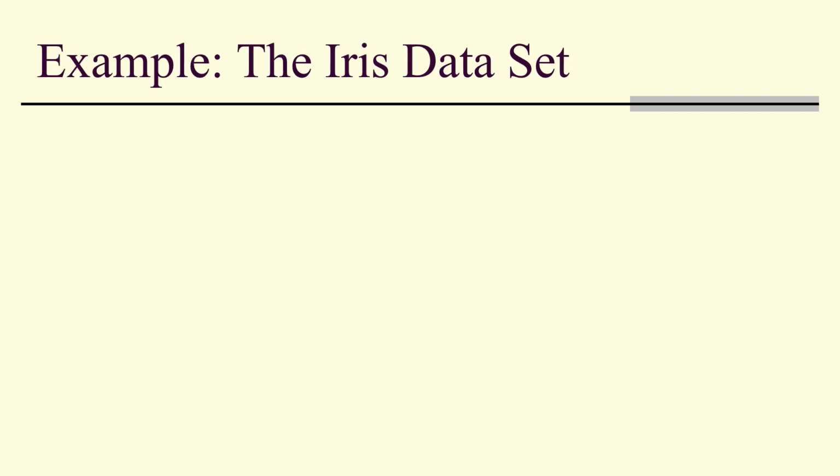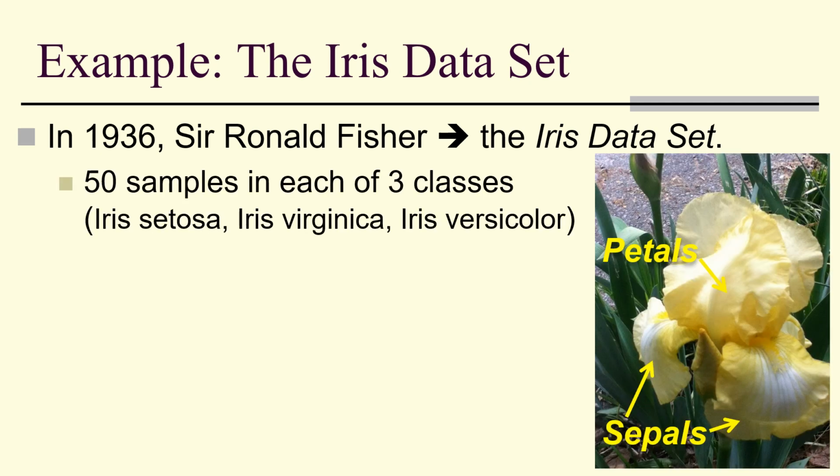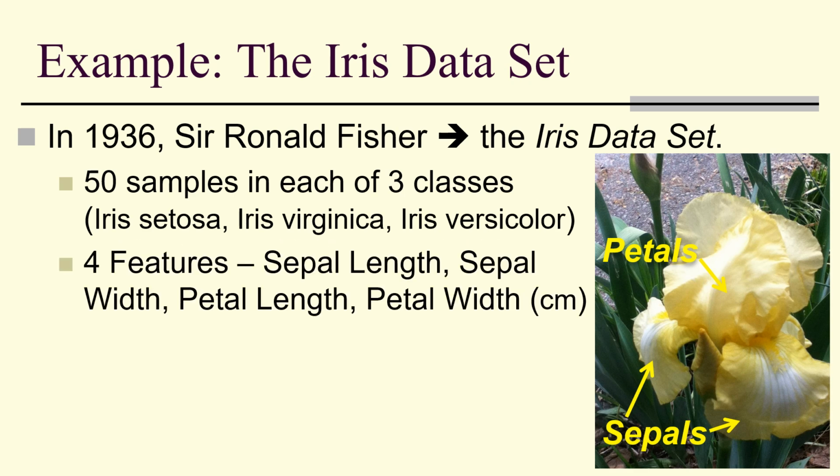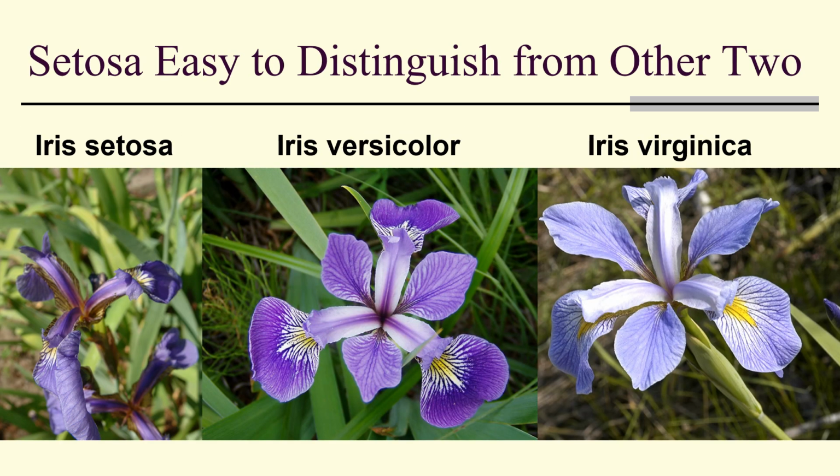For example, let's look at the IRIS dataset. In 1936, Sir Ronald Fisher came up with the IRIS dataset, 50 samples in each of 3 classes, 4 features: sepal length, sepal width, petal length, and petal width. So the data looks something like this. And notice it's easy to distinguish Setosa from the other 2.